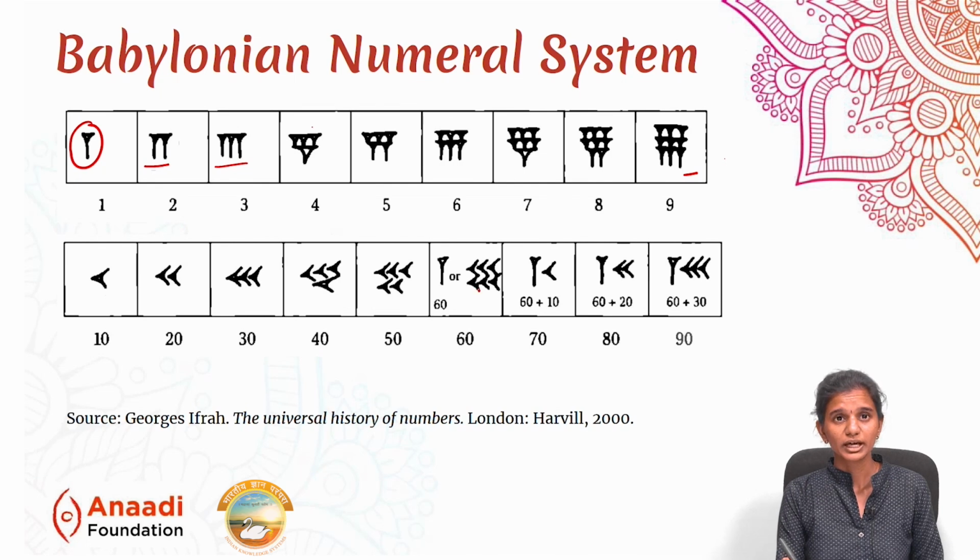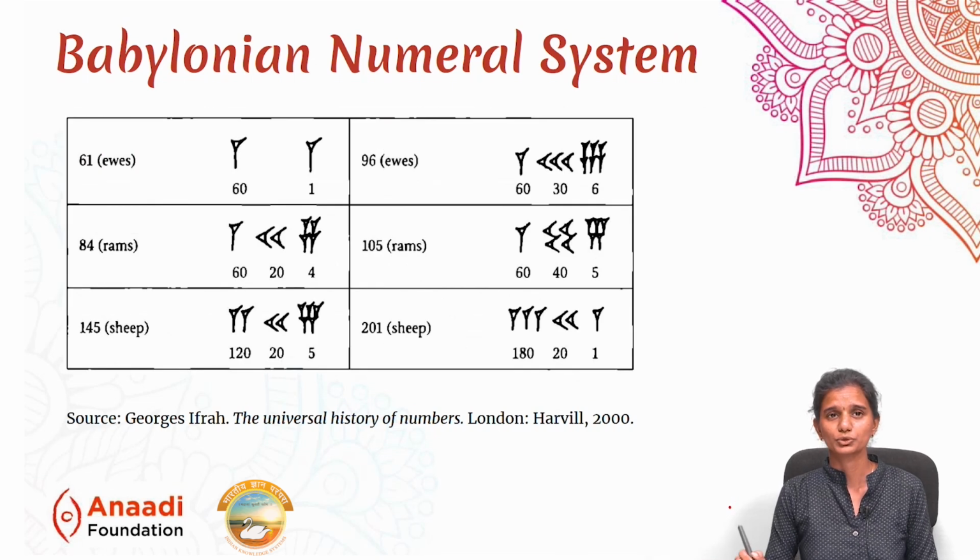For 60, 10 is repeated 6 times. Or 1 is written on the left to say one set of 60 is over. Then for 70, write 1 to denote completion of 60. And to the right, we start writing 10. Now we get 70. The same way for 80, 90 and so on. See, this is how it was used.